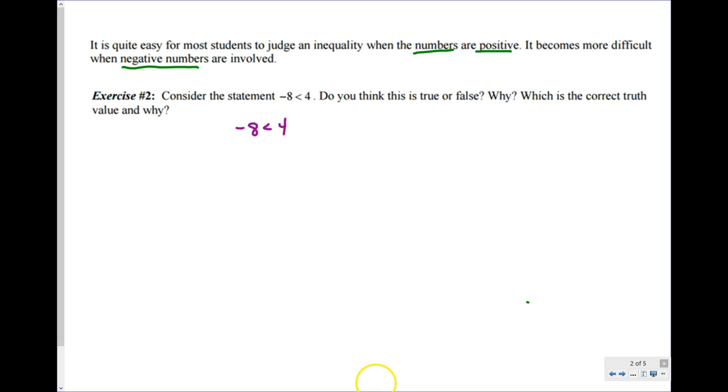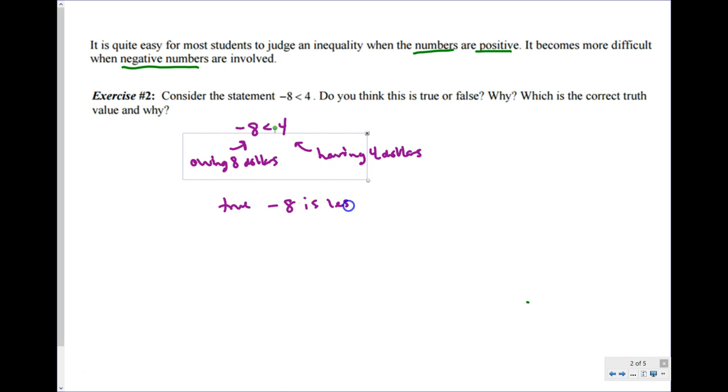One way I like to think about negative numbers is I like to think of this as a minus sign as like owing $8. And the 4 is like having $4. Okay? If I owe $8, that's definitely less than me having $4, right? If I have -8 in the bank account, that's lower than me having $4 in the bank account, right? So this is a true statement that -8 is less than 4.